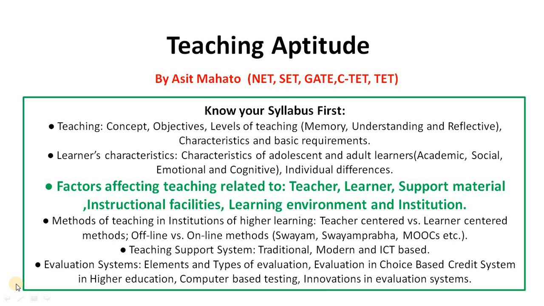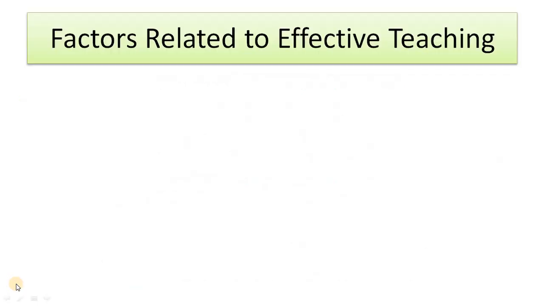Hello viewers, today we shall discuss another important topic of teaching aptitude, paper 1 UGC NET. It will be factors affecting teaching related to teacher, learner, support materials, instructional facilities, learning environment and institution. Now let's talk about some factors related to effective teaching.